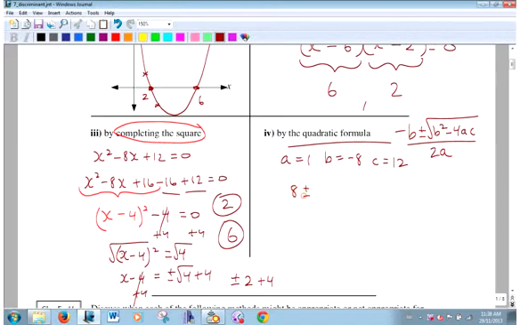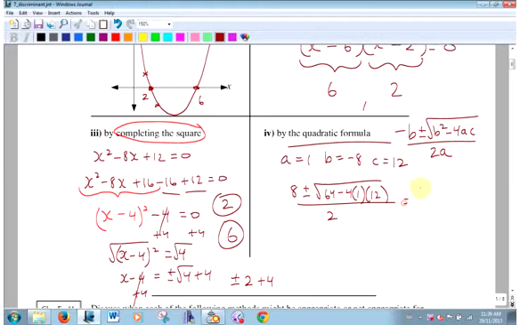8, plus or minus the square root. What's -8 squared? Don't forget brackets. It's not -64. Positive 64, right? Minus 4 times 1 times 12 all over 2 times 1, which is 2.